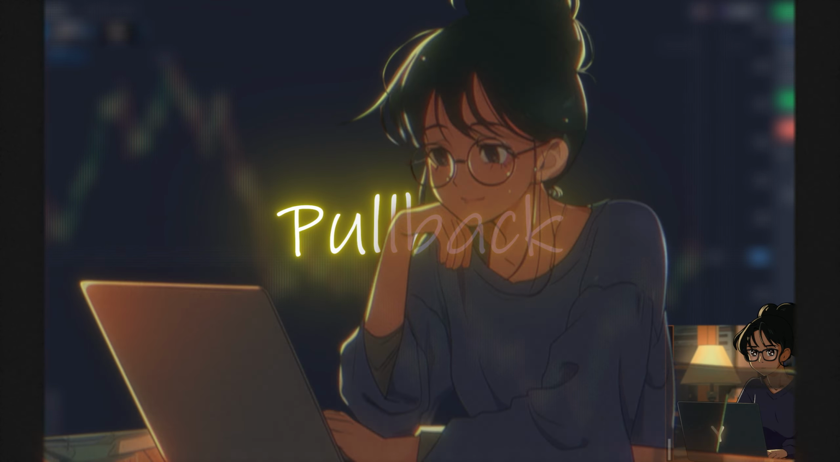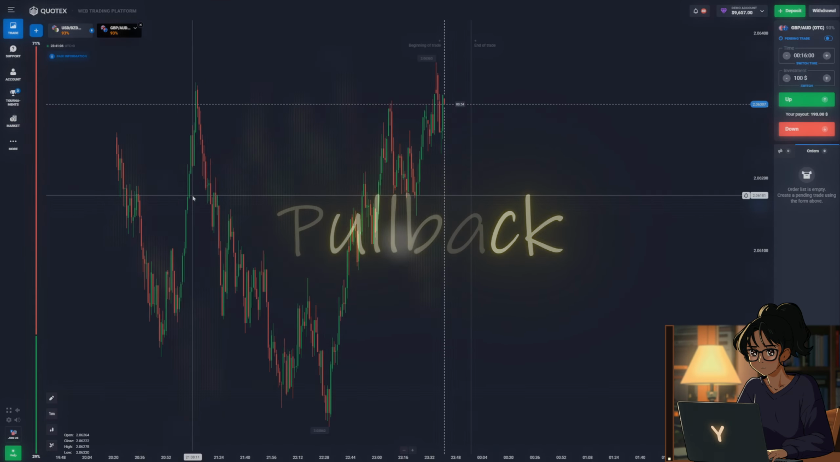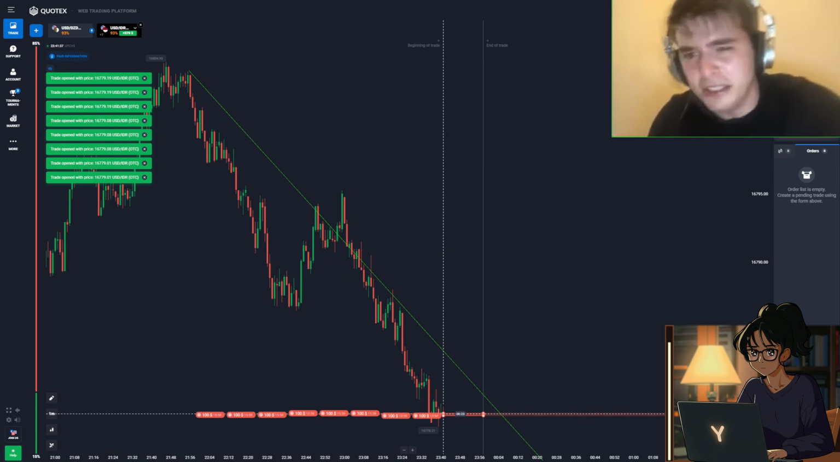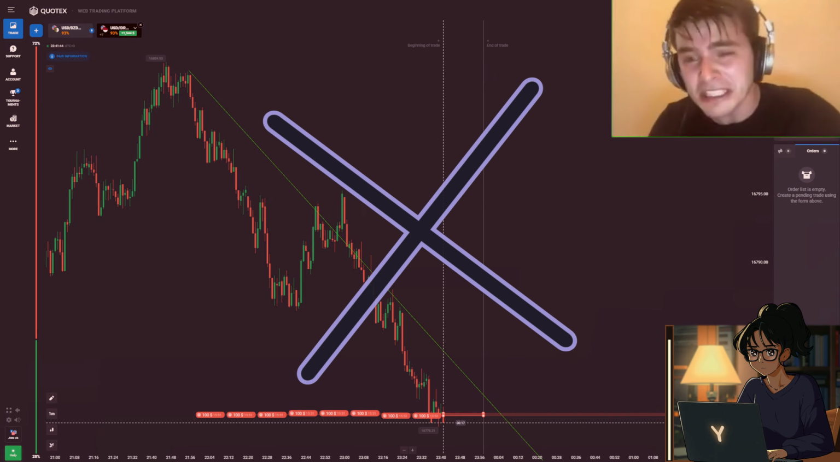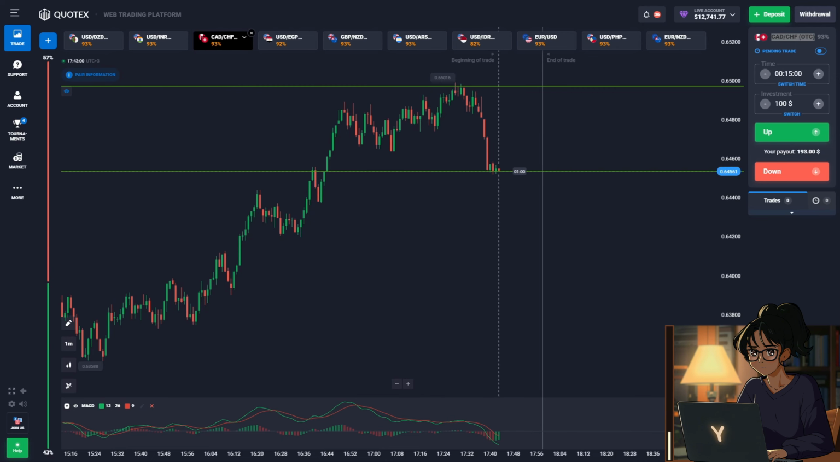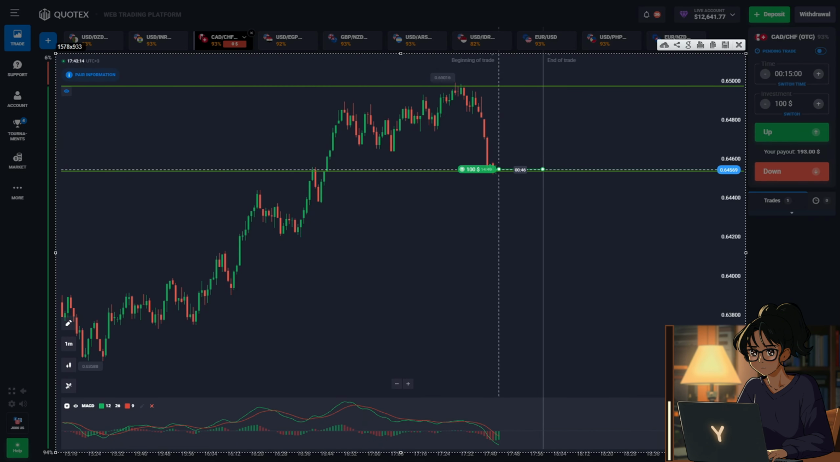Step 2. Wait for the pullback. Here's where a lot of beginners mess up. They spot a trend and jump into it immediately. Most common mistake. After a strong move, price usually pulls back a little. Your job is to wait for that. This way you can catch a better entry.